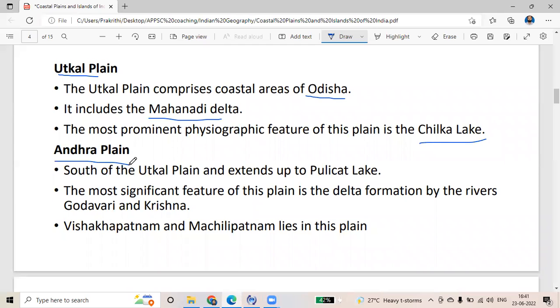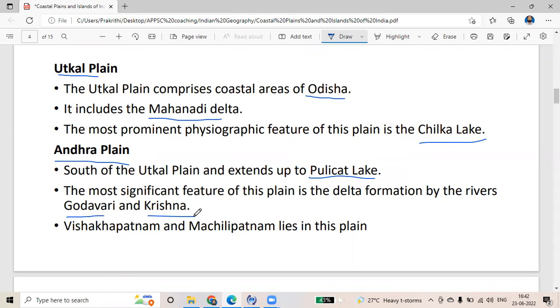Then after this Utkal plain, we have the Andhra plain. From the name itself, we can understand this is in the state of Andhra Pradesh. It lies south of the Utkal plain and extends up to Pulicat Lake. A significant feature is that there will always be a delta. After Mahanadi, we have Godavari and Krishna. So the Andhra plain is contributed by the deposition by Godavari and Krishna.